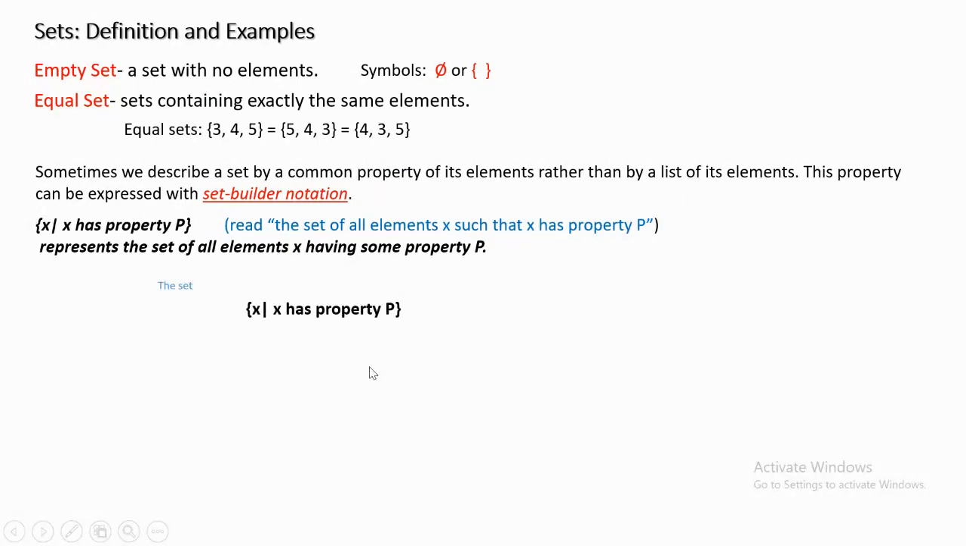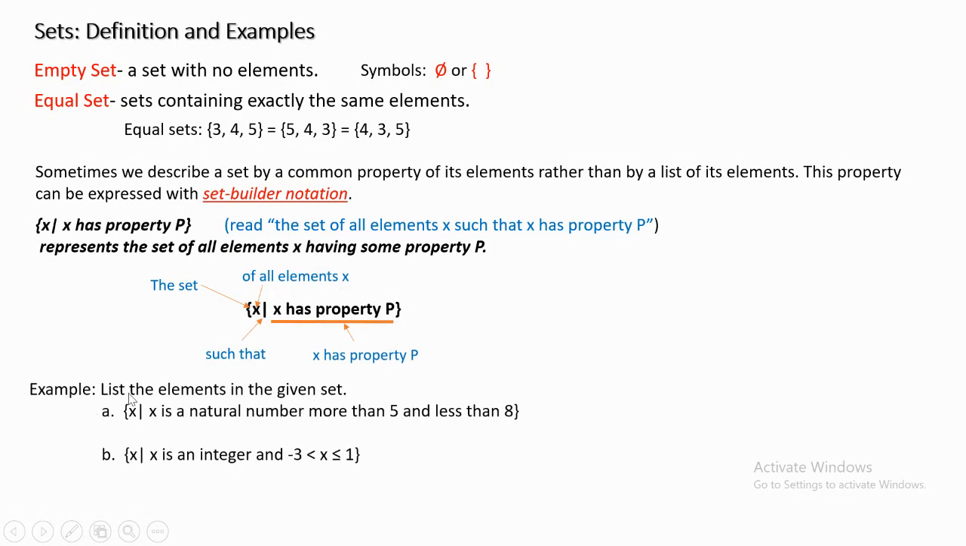Now let's break it down. The set means this whole thing with the braces. That means the set of all elements x. The little line like that means such that x has a property of P. That's how you read the set here.